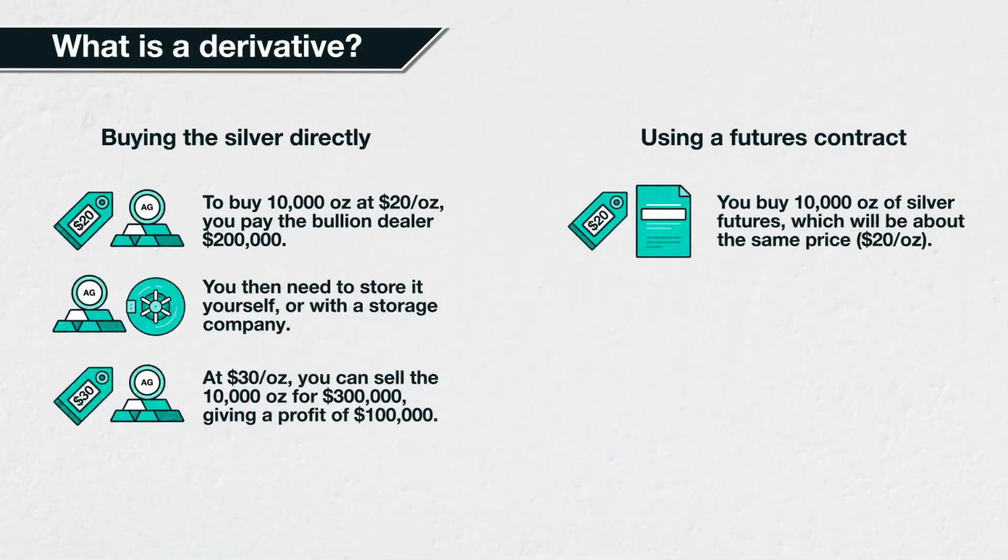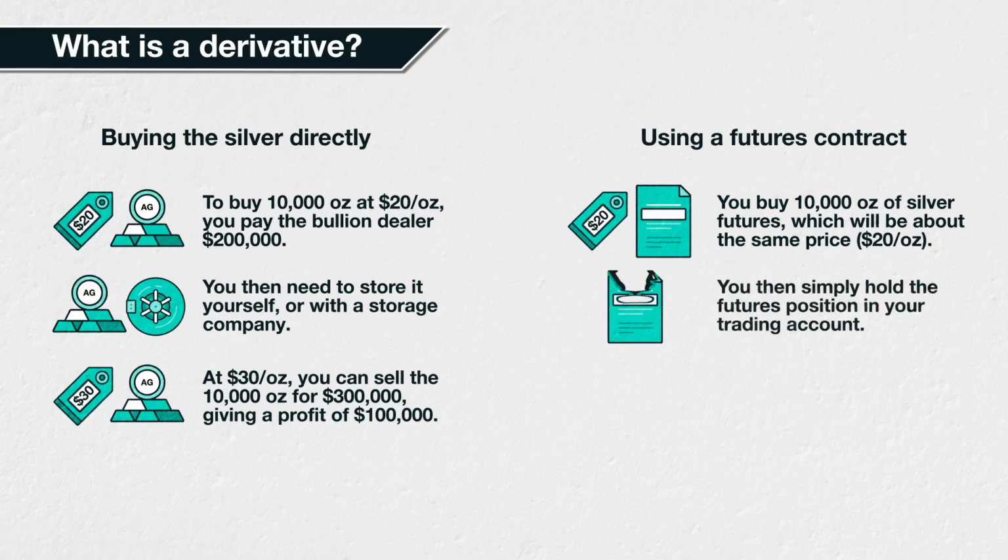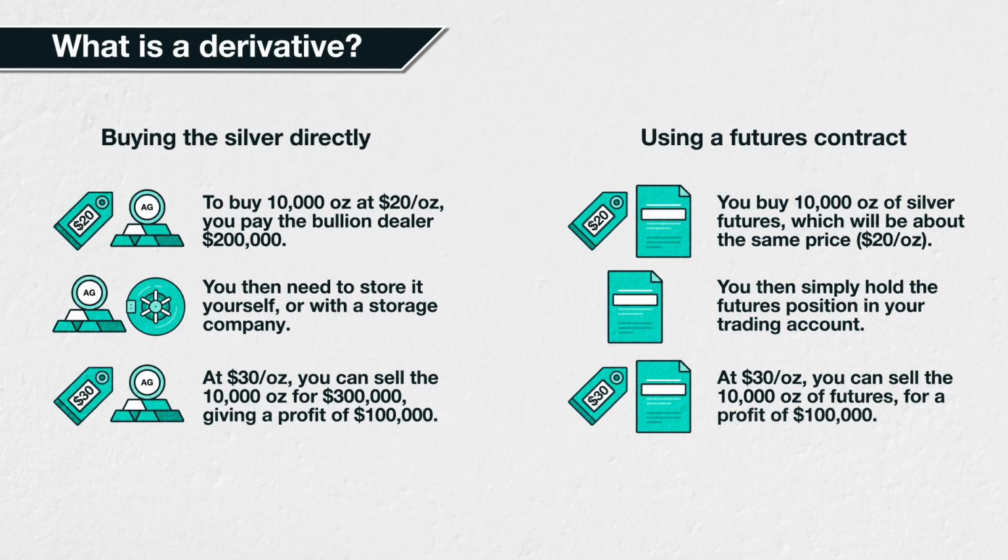This would give you the same price exposure to 10,000 ounces that you wanted, but without the need to arrange storage. If the price of the silver futures contract then increases to $30 an ounce, you can then sell the 2 futures contracts for $300,000, and so will have made a profit of $100,000 again.